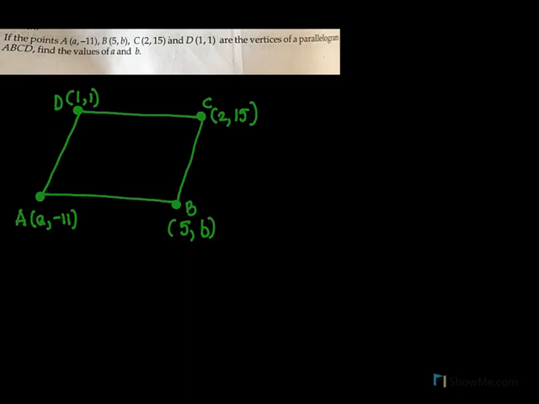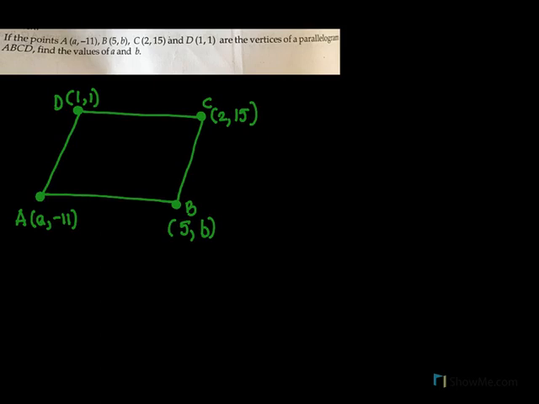If the points A, B, C, D are the vertices of a parallelogram ABCD, find the values of A and B. So here I have a parallelogram with 4 vertices A, B, C and D. Here I've marked the 4 vertices. We need to find the value of A and B. So here is A, this is what we need to find, and this is B.